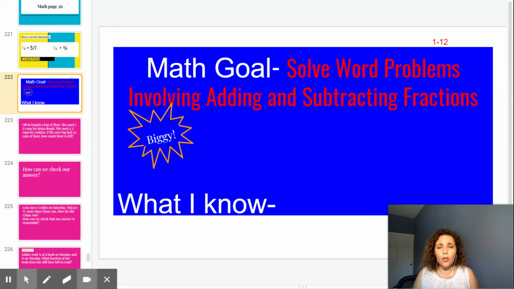All right, so our math goal for this lesson is to solve word problems involving adding and subtracting fractions. Notice here that I put down that this is a biggie, because this takes everything that we learned so far and puts it all into one lesson. And this is our last lesson before our next quick quiz, and before our chapter review and chapter test. Okay? All right, so go ahead and write it down in your math notebook, anything you know about solving word problems and adding and subtracting fractions.